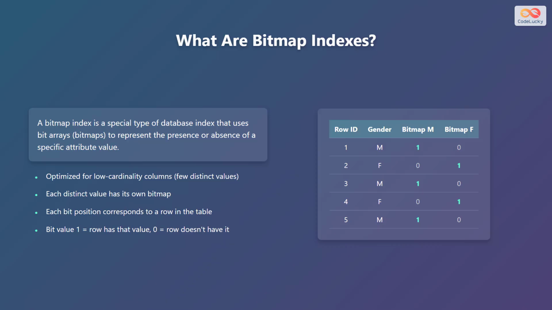For example, consider a table with gender and row ID columns. The gender column has two bitmaps, one for male and one for female. If the gender is male, the bitmap for male will have a 1 and the bitmap for female will have a 0. This way, bitmap indexes represent data efficiently.